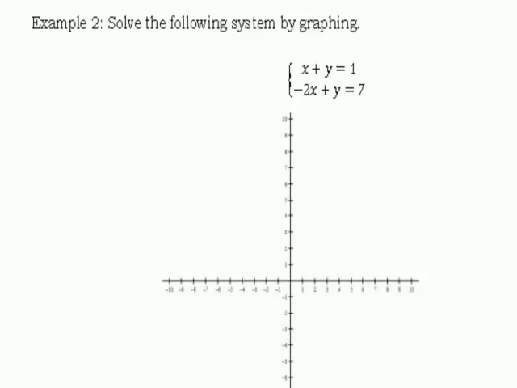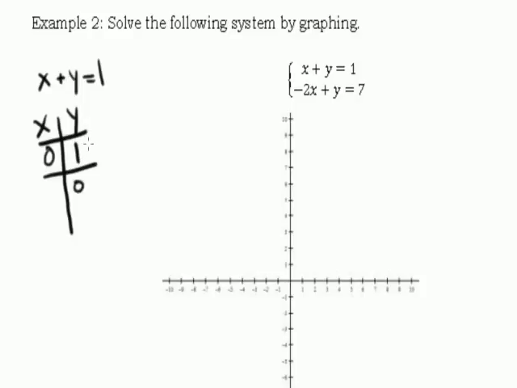In example 2 here, we're asked to solve the following system by graphing. So taking my first equation, I've got x plus y equals 1. I'm going to make a little t-table here. And I'm going to find the x and y intercepts if I can. Plugging in 0 for x, if you want to think about covering up the x, I'm left with y equals 1. Well, that wasn't too bad. Covering up the y, kind of visualize doing that here, you should see that x equals 1.